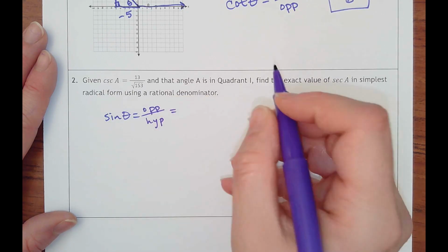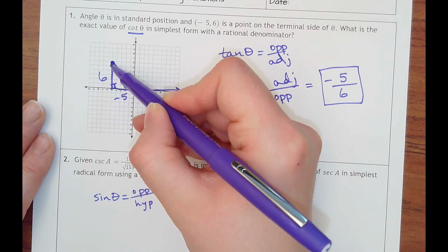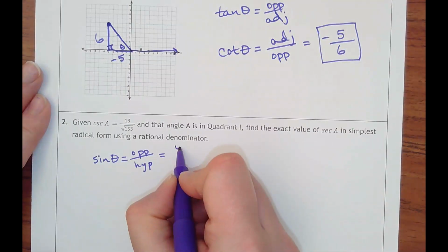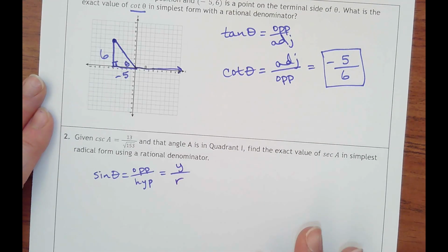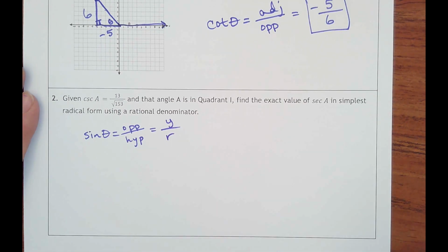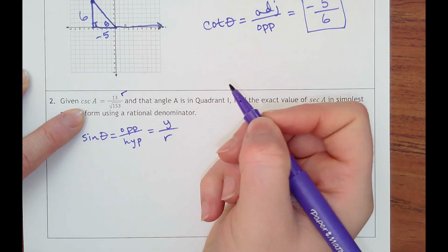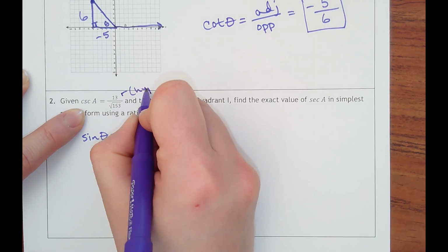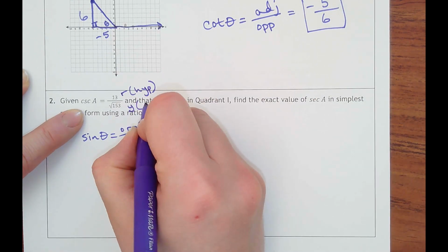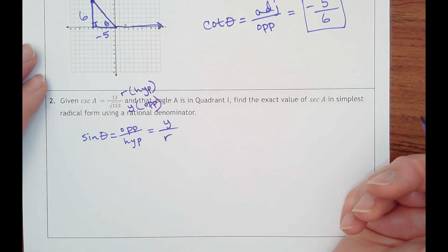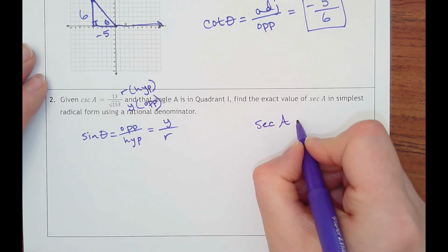I also want you to think about the opposite to every angle. Opposite is always your height of the triangle or your y value. And then the hypotenuse is really the radius of the circle. So that might help you. So then cosecant, if I reverse this, this is really my radius or my hypotenuse. And this is really my y value or my opposite. And they want secant of angle A.